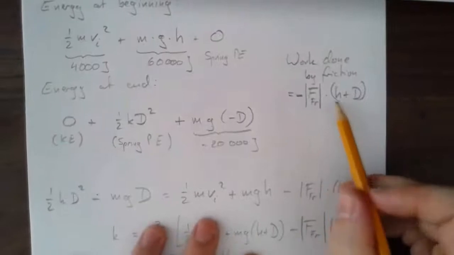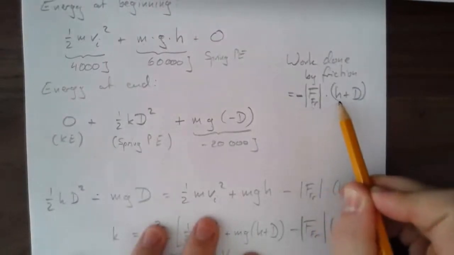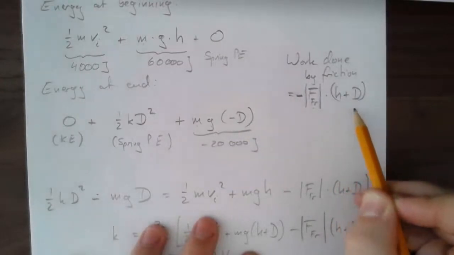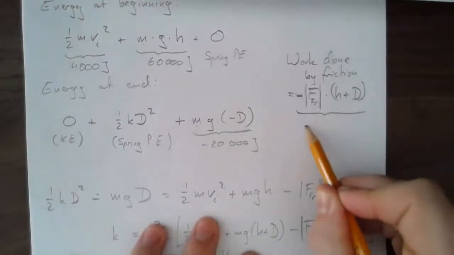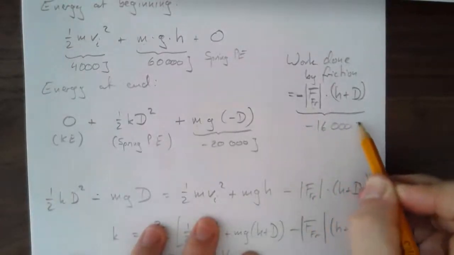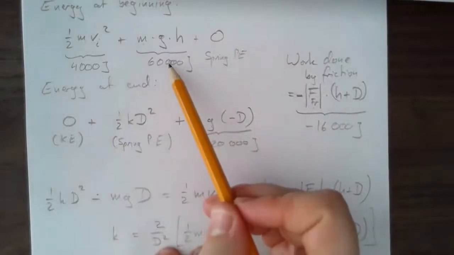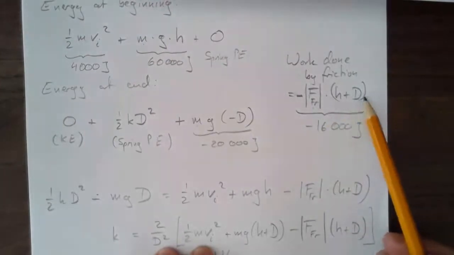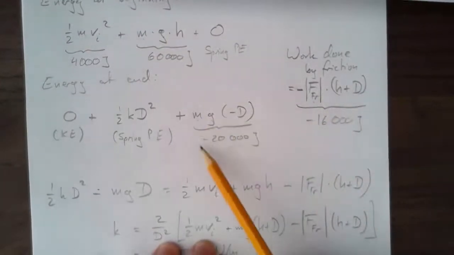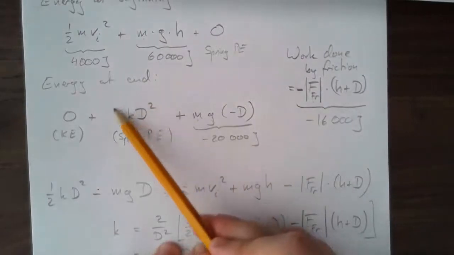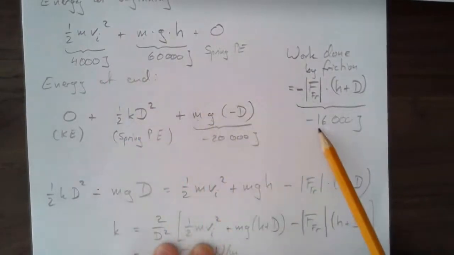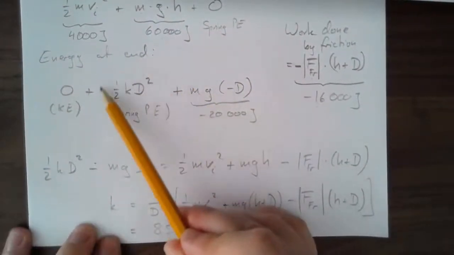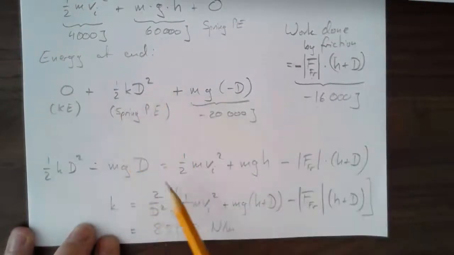And what's the work done by friction? How much energy is lost there? Well, it was 1,000 times h plus d, 12 plus 4, 16. So this whole thing is minus 16,000 joules. So I start with 64,000 joules. I lose 16,000 to friction overall. The potential energy then is 20,000, which means this term here would be 64 minus 16 plus 20, that's 68,000.